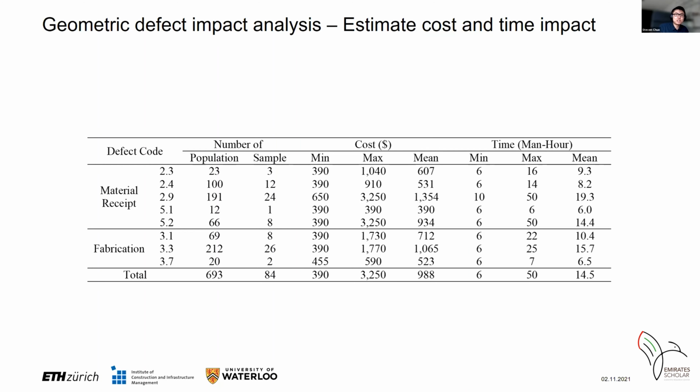As shown in the table here, the average cost impact of a sample geometric nonconformance is almost $1,000, and the time impact is approximately 14.5 man-hours. The results of the estimate are evaluated as well to characterize the sample data, which will allow curve fitting of probability distributions.